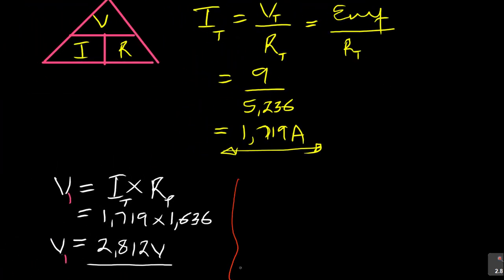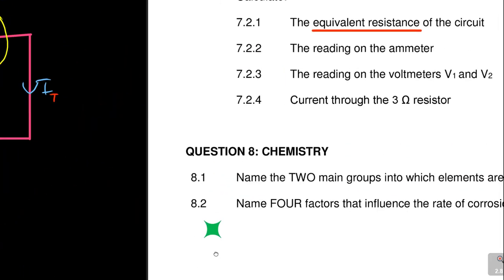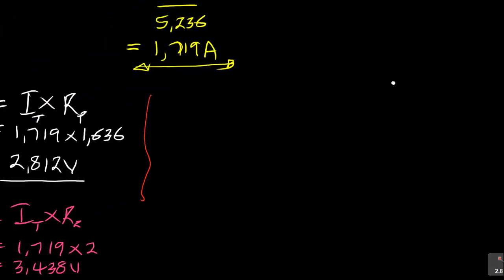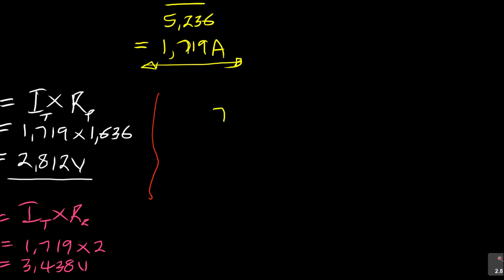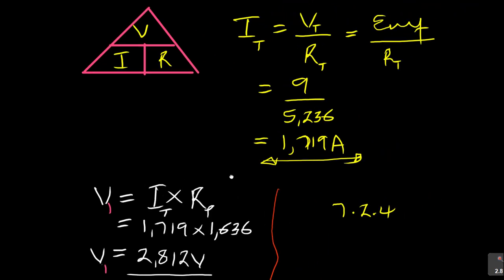So what question was that? Just not to confuse you, it's 7.2.4. So in 7.2.4, to find the current, you use the same formula.